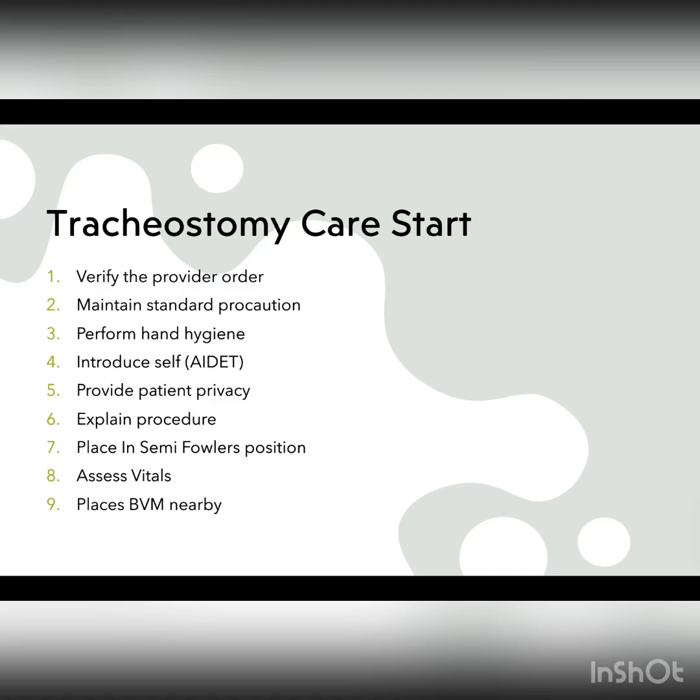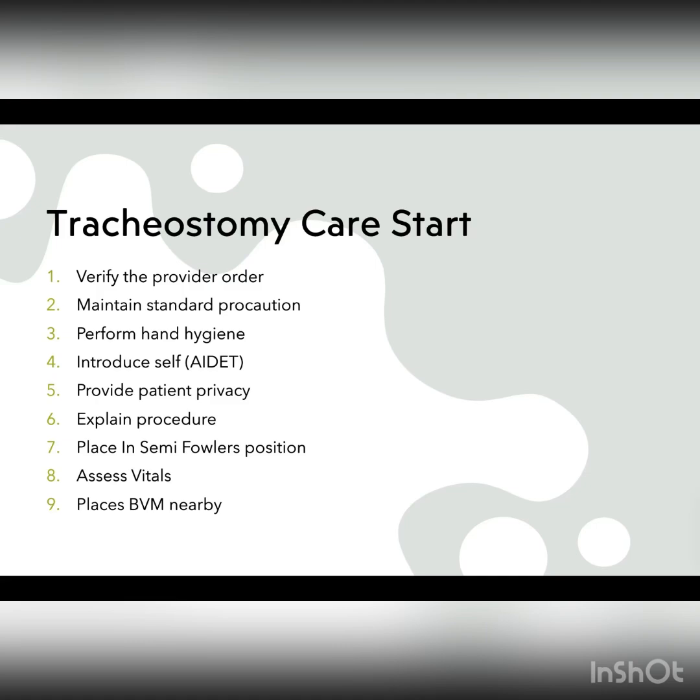You want to identify the patient using 2 identifiers. For example, it would be the patient's name and date of birth, and then you also want to double check with their wristband to make sure we have the right patient. Next, you want to explain the procedure to the patient, family, or caregiver, which in this case is tracheostomy care. You want to position the patient in semi-Fowler's.